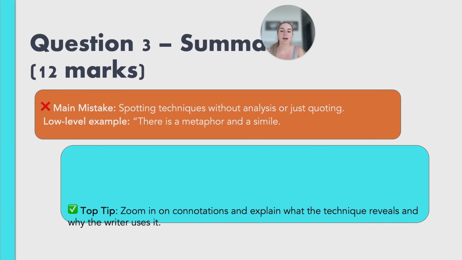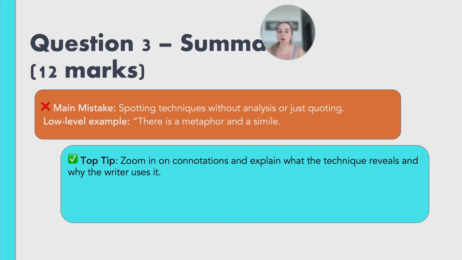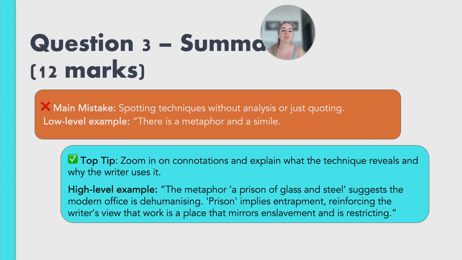Super easy. And so what we want to do is we want to zoom in on connotations and explain what the technique reveals and why the writer uses it. So we want to talk about the effects of technique. So for example, the metaphor, a prison of glass and steel, suggests the modern office is dehumanizing. So you can see there, I've said what the metaphor does. It's saying it is something. So it suggests the modern office is dehumanizing.